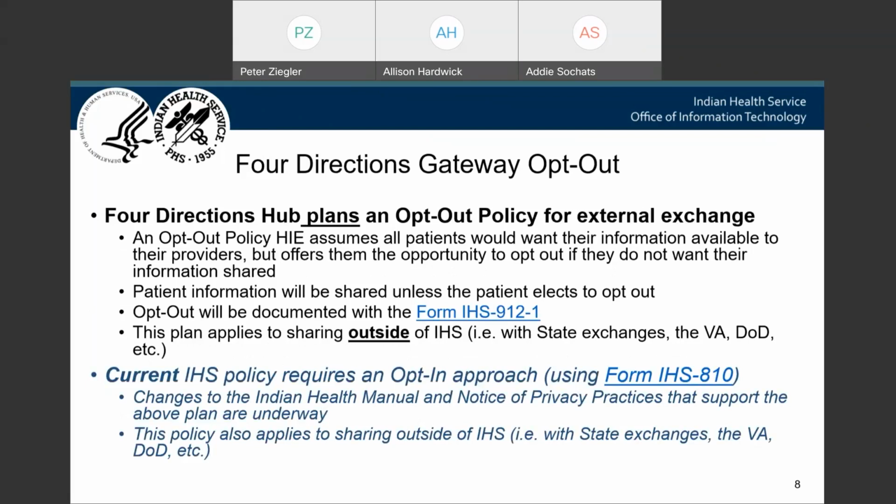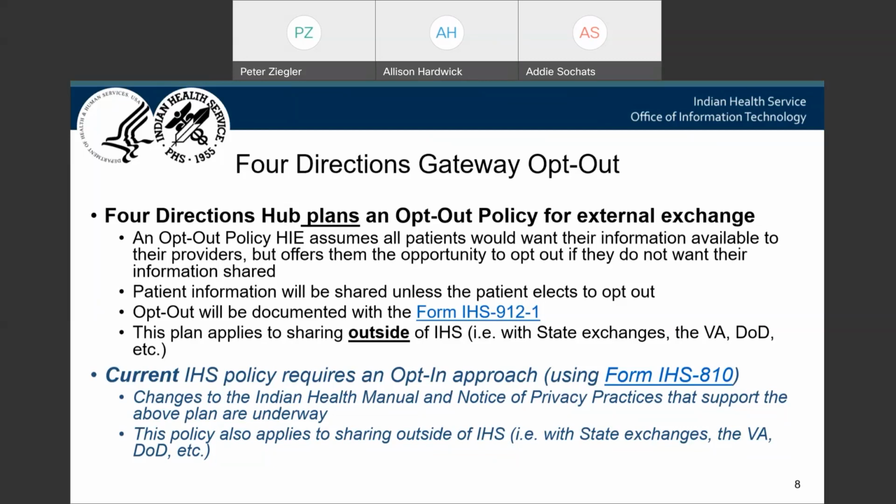Opt-out means that it assumes that all patients would want their information available to their providers, but it offers them the opportunity to opt out if they do not want their information shared. By this I mean shared outside of the IHS community through the gateway into the eHealth Exchange. Patient information will be shared unless the patient elects to opt out. Opt-out would be documented with the form IHS 912-1. And again, this applies to sharing outside of IHS.